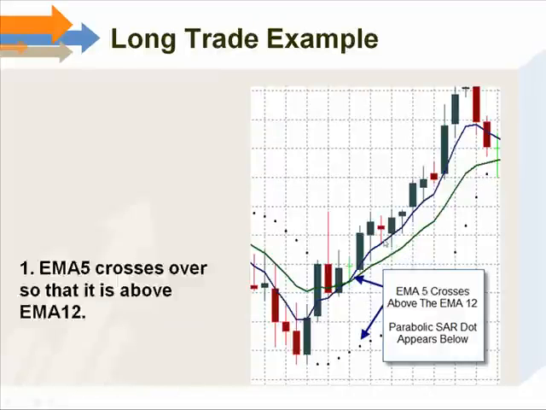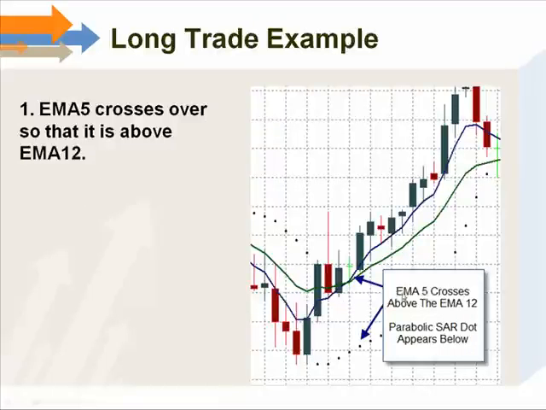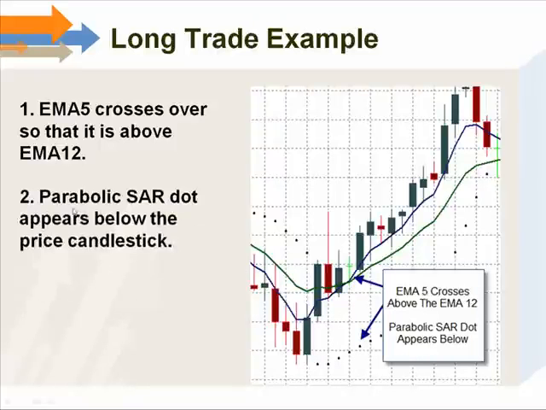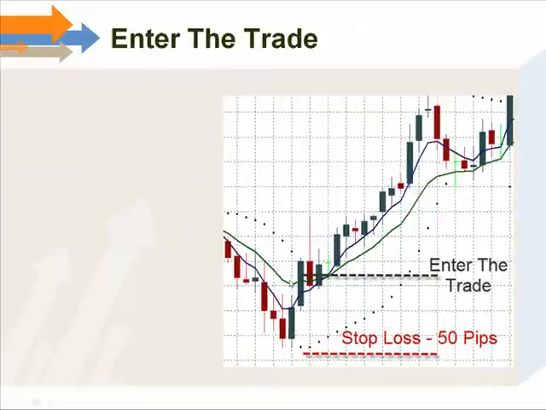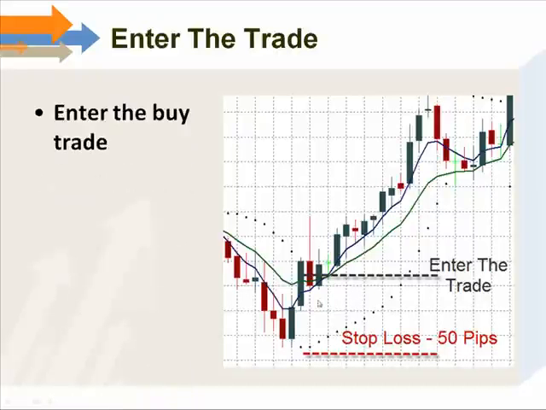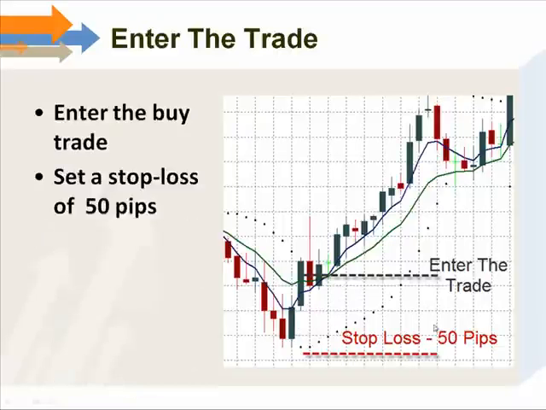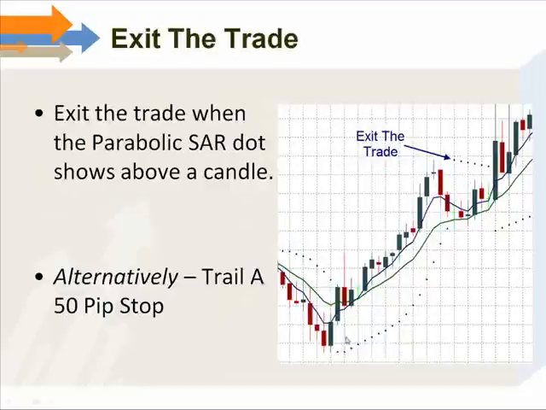So looking at this chart here, we first need to see that the EMA 5 crosses above the EMA 12, which it has done here. And at that point, we need the parabolic SAR dot to appear below the candle where the crossover occurred. Again, that's happened in this case. So we're ready to enter the trade. We enter the trade at the point where this occurs, and we set a stop loss 50 pips back. So we enter our buy trade. Our stop loss is 50 pips behind, and then we're ready to manage the trade as we're in it.